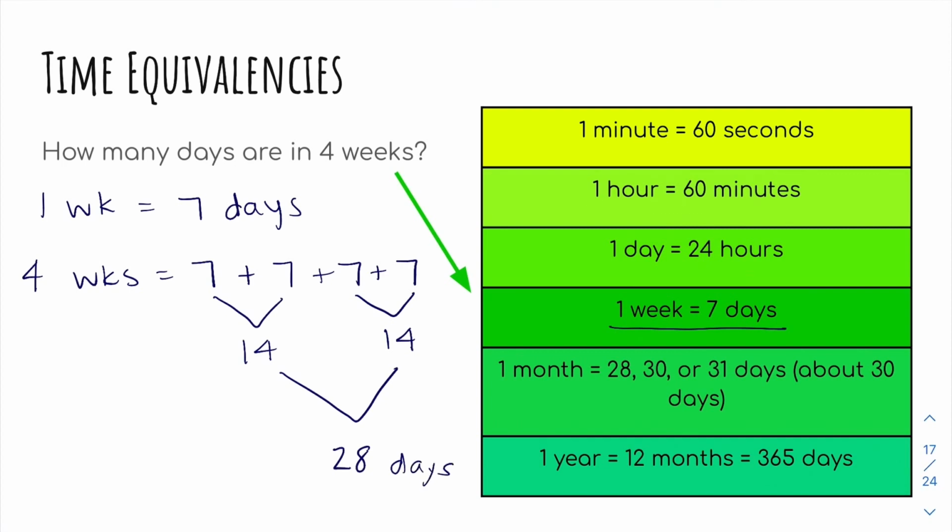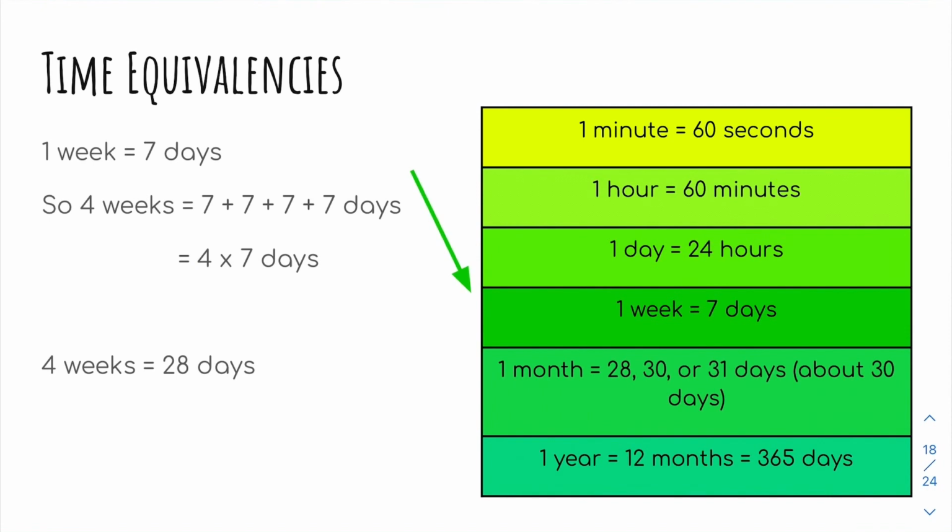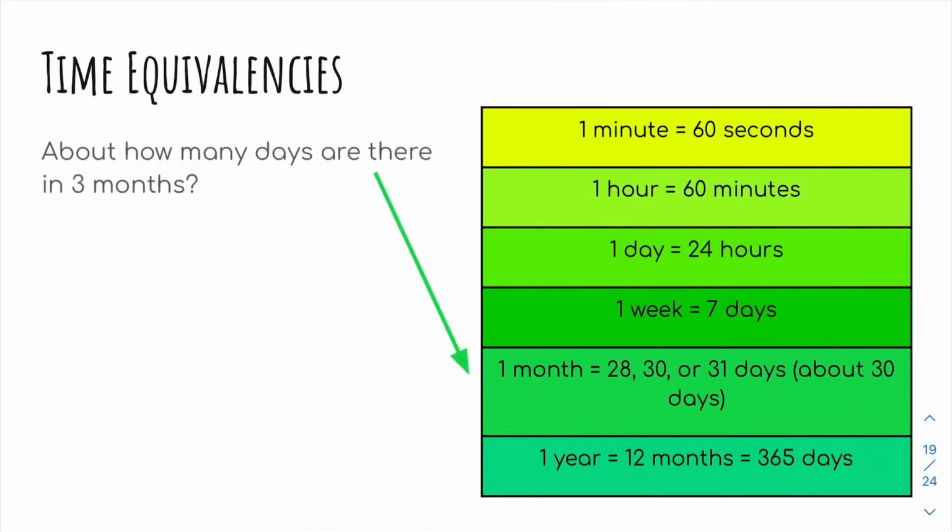days in 4 weeks. I could also solve this with multiplication. Instead of adding 7 plus 7 plus 7, I could multiply 4 times 7 to get my answer. There are 28 days in 4 weeks.